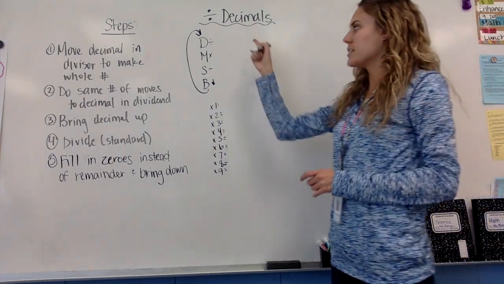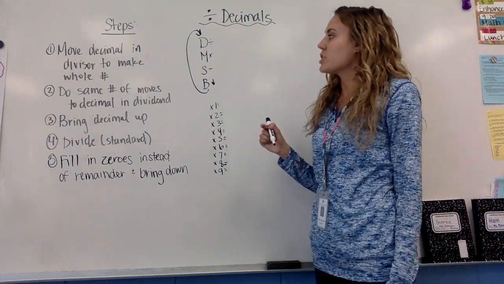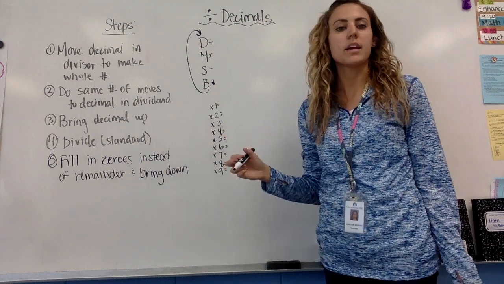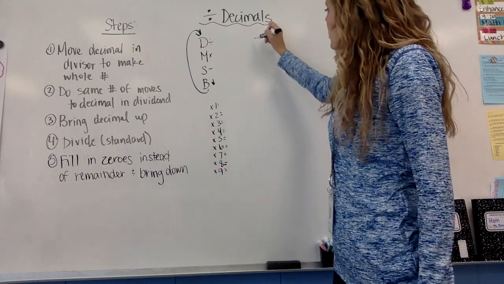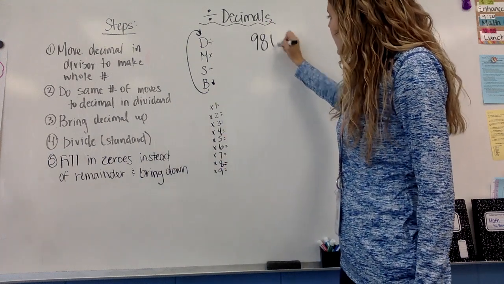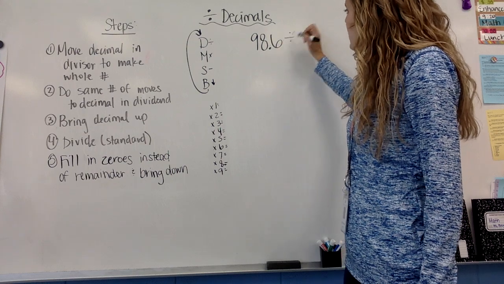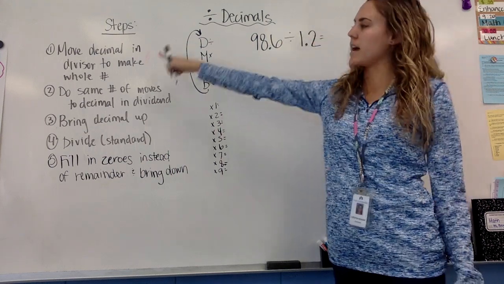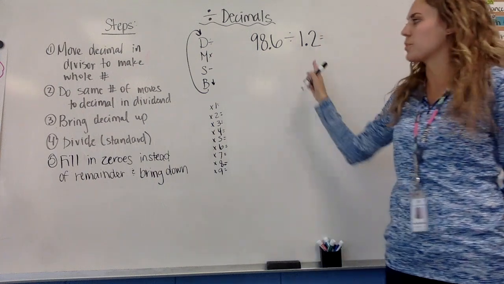We're going to look at dividing decimals today. And just like with multiplying decimals, there are steps we can follow to help us get the correct answer. So if we have our problem 98 and 6/10 divided by 1 and 2/10, we're going to use our steps to help us solve this problem.